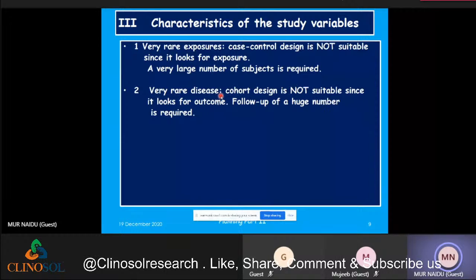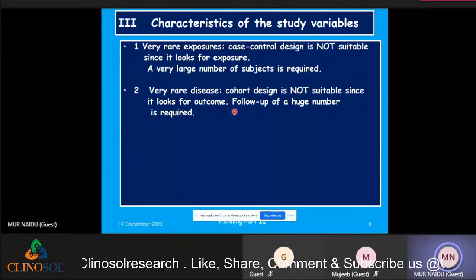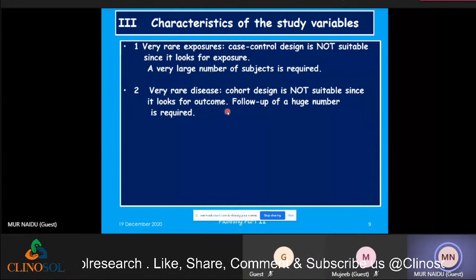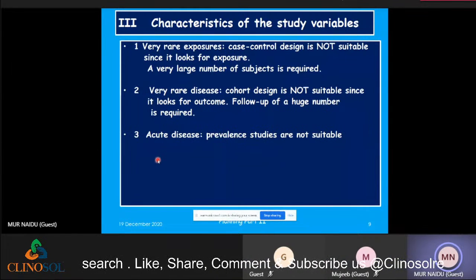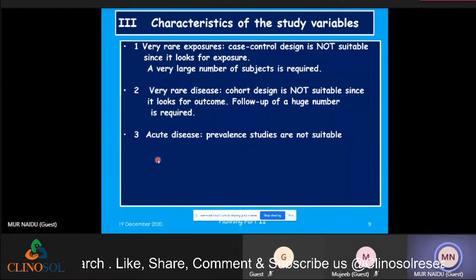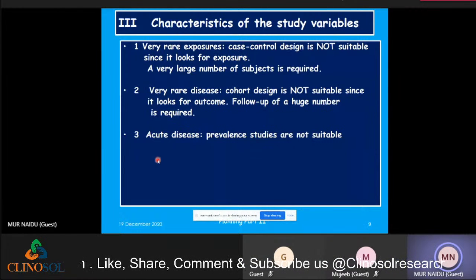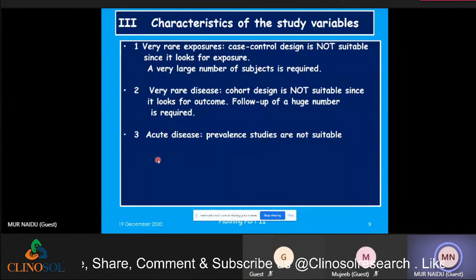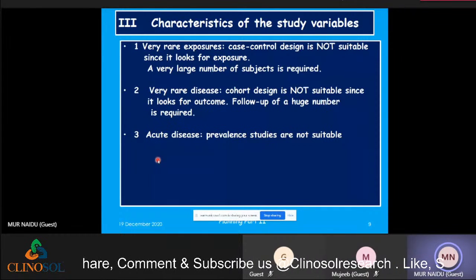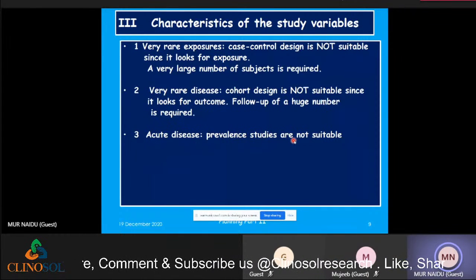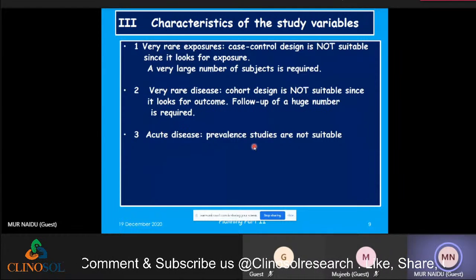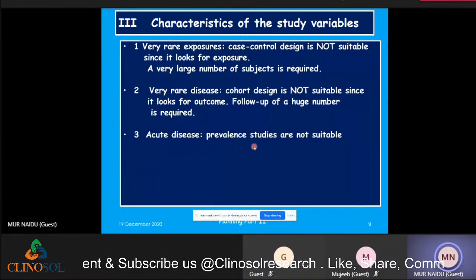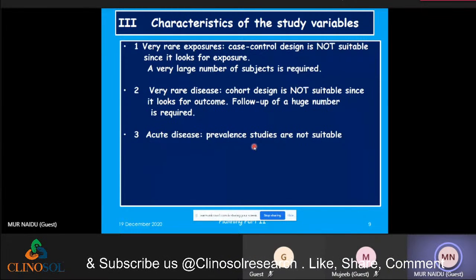So with a very rare disease also, you should be very careful in your designing and you must know the correct variable. Coming to acute disease, it lasts for a very short time. The disease is lasting only 4 or 5 days. In that condition, one cannot do a prevalence study. I cannot study the prevalence of a disease which is lasting only 2 or 3 days.